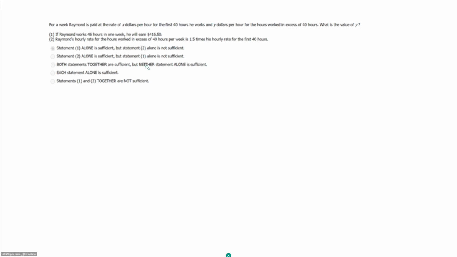So how can we translate the information from our prompt into an equation? We were talking about Raymond's salary for the week, and that is equal to, so he gets X dollars per hour for the first 40 hours. That would be 40X dollars. Then after that, he gets Y dollars per hour for everything in excess of 40 hours. So if he works 50 hours, he would have 10 hours in excess. And if he works 60 hours, he has 20 hours in excess.